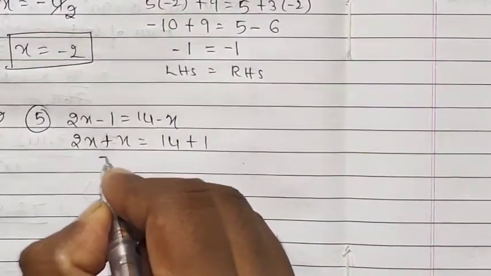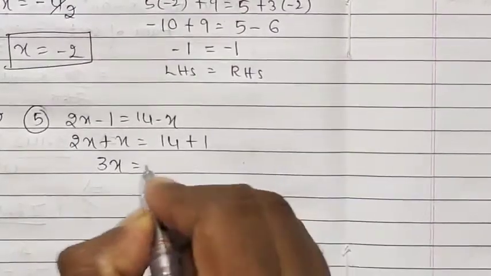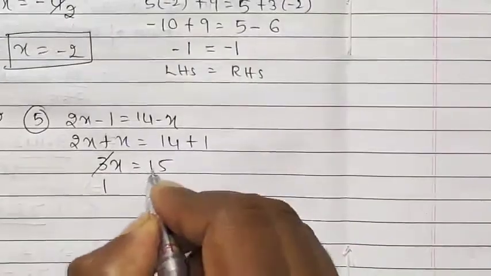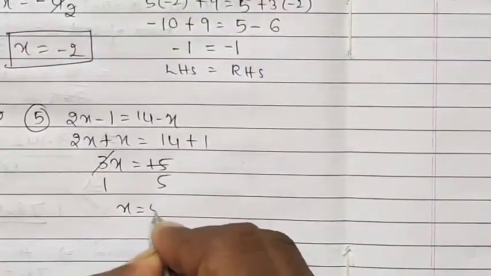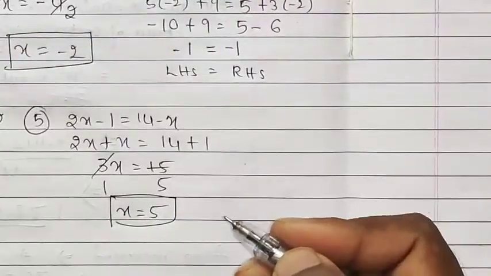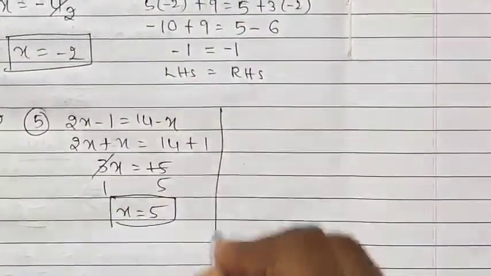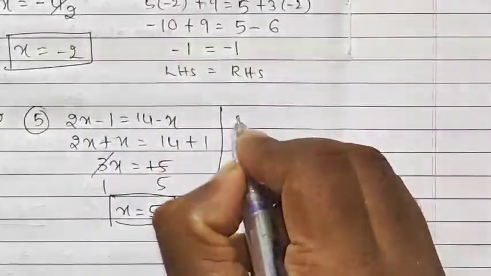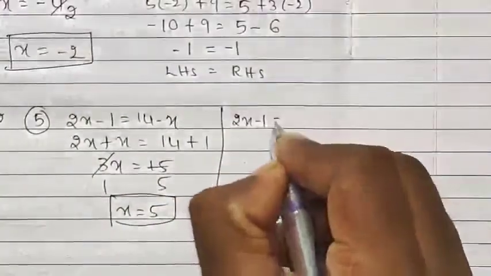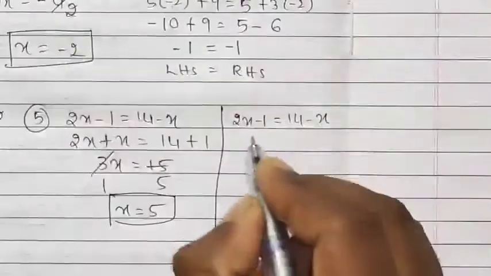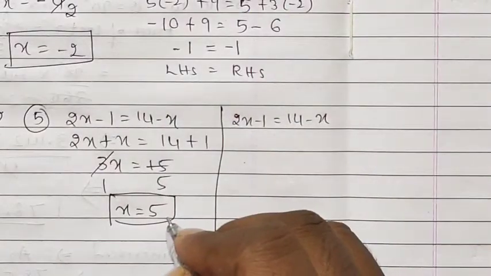2x plus 1x answer is 3x is equal to 14 plus 1, 15. 3 1s are 3, 3 5s are 15. X value I got now 5. Next verification. First I will write the given equation, that is 2x minus 1 is equal to 14 minus x. In the place of x I will substitute x value as 5.